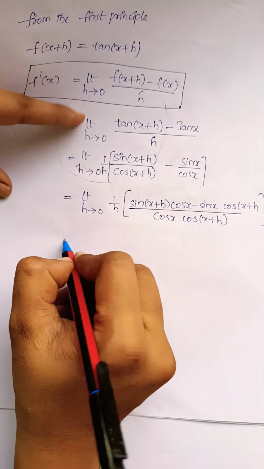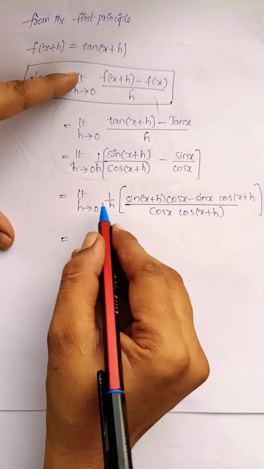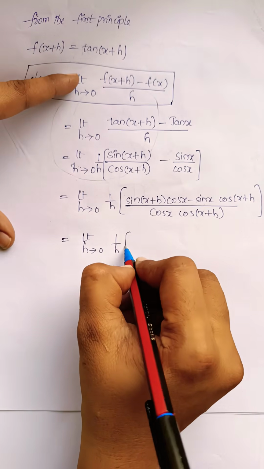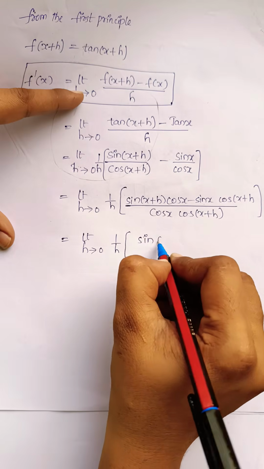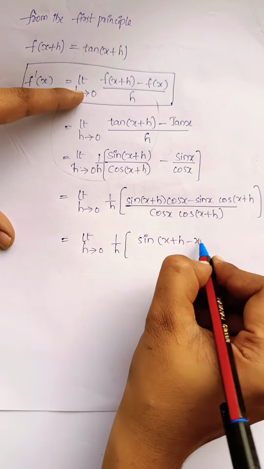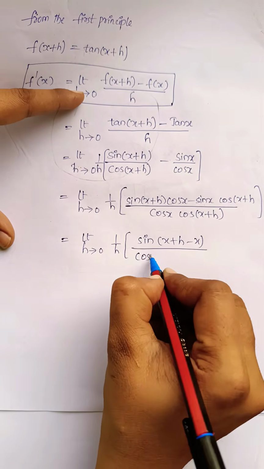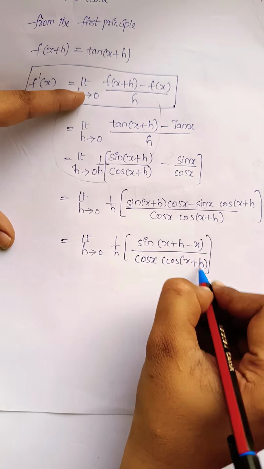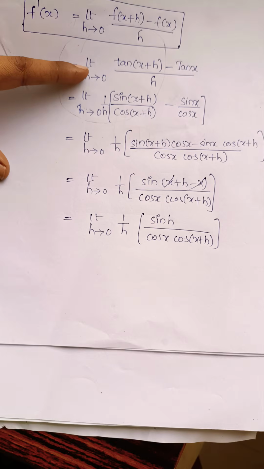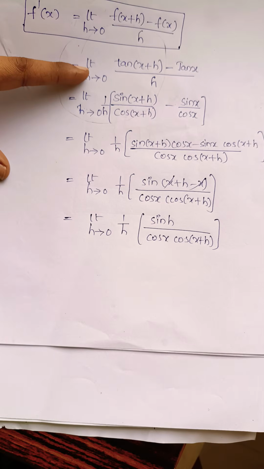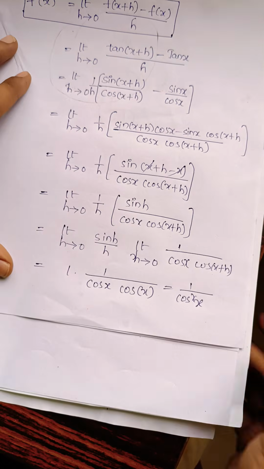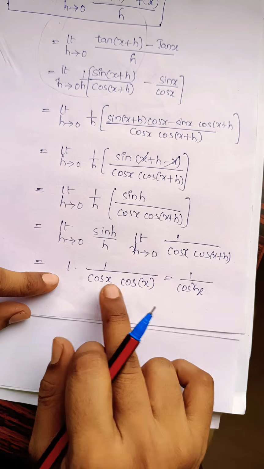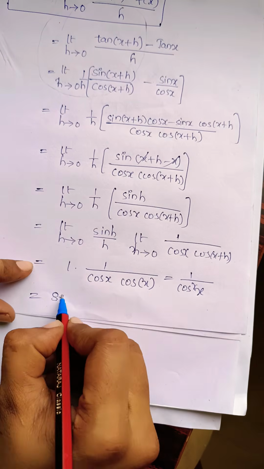This is in the form of sin of a minus b. Limit h tends to 0, 1 by h into sin of x plus h minus x, divided by cos x into cos of x plus h. Here h cancels, and the expression is like this. We can separate the limit and apply h equal to 0. The denominator is cos x into cos x, and 1 over cos squared x is secant squared.